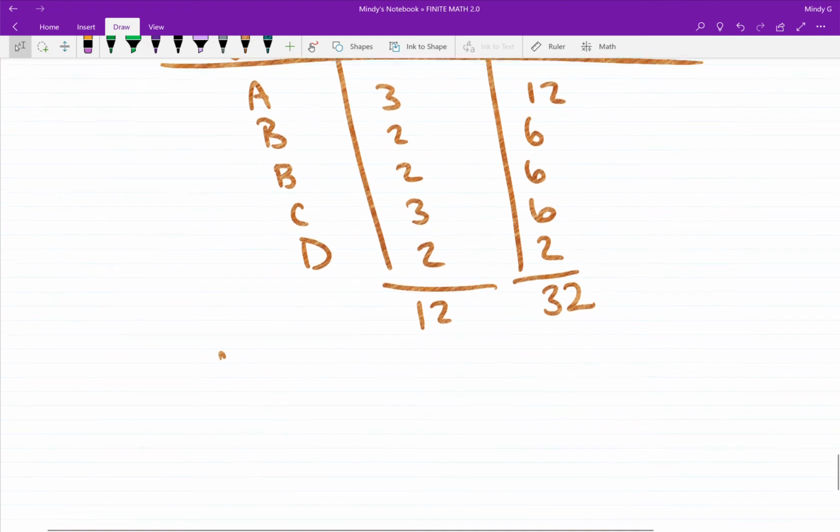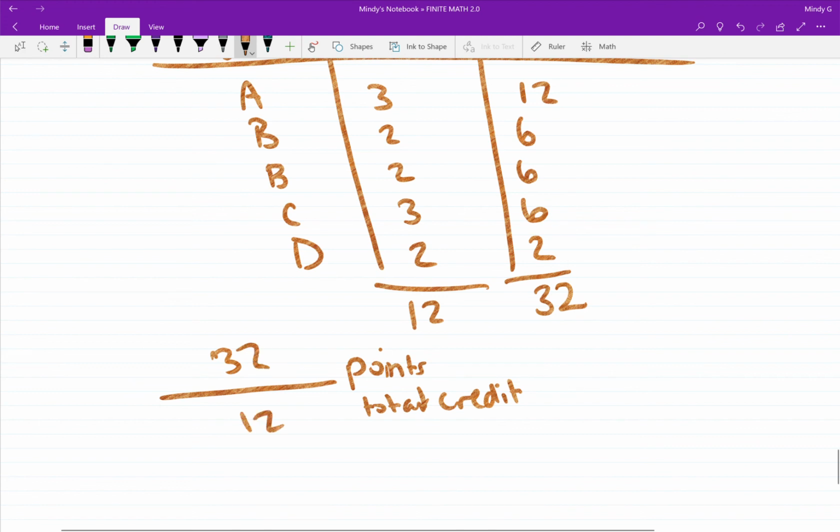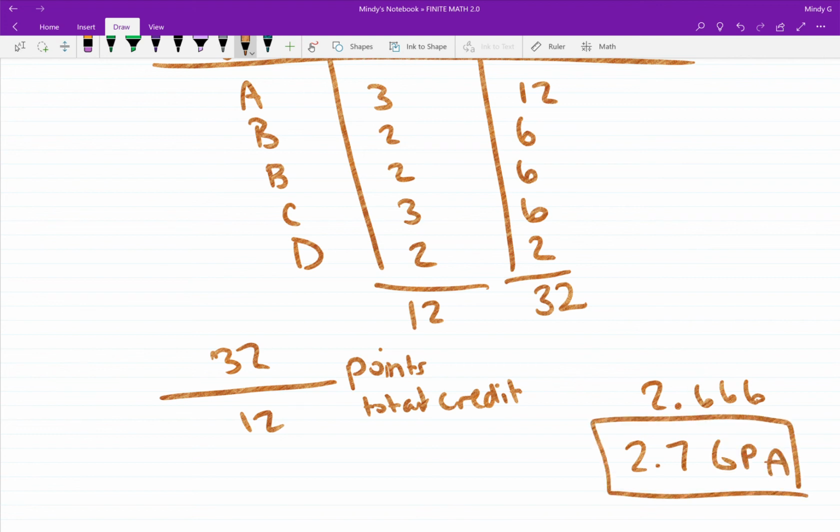Points earned divided by the total credit number. What is this student's GPA? We'll round to the nearest 10th. I'm getting 2.6 repeating. So rounded to the nearest 10th would be a 2.7 GPA. We're good? Okay. All right, so that's how you do the GPAs.